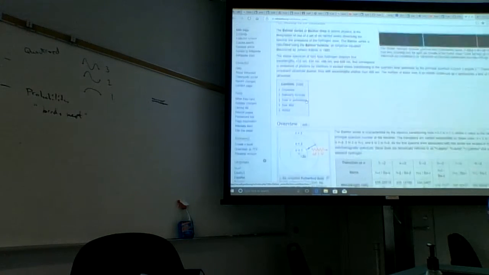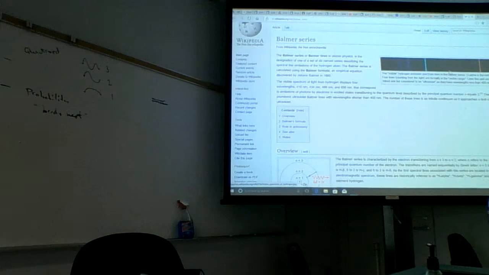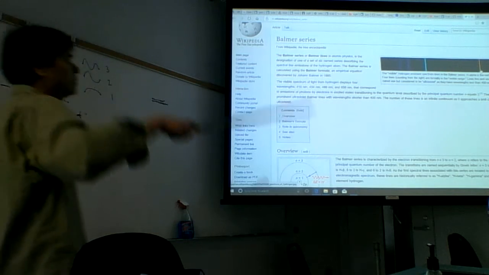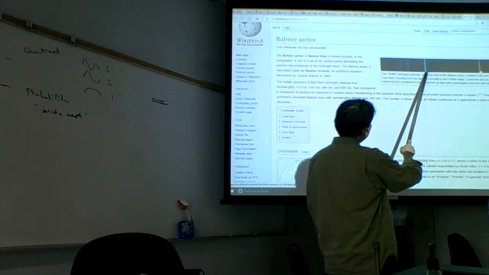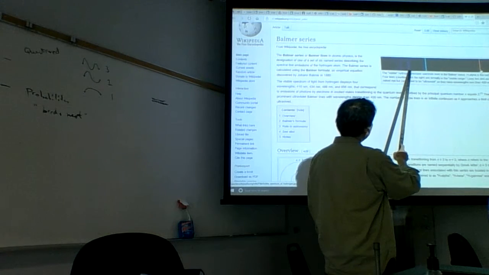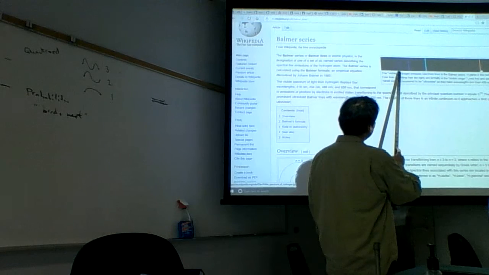Then there's others, the Paschen series. This is the Balmer series. The red line there corresponds to an electron that was excited to the n equals 3, the 3rd floor, and dropping down to the 2nd floor. This is a blue-green line. 4th floor to 2nd floor, etc.